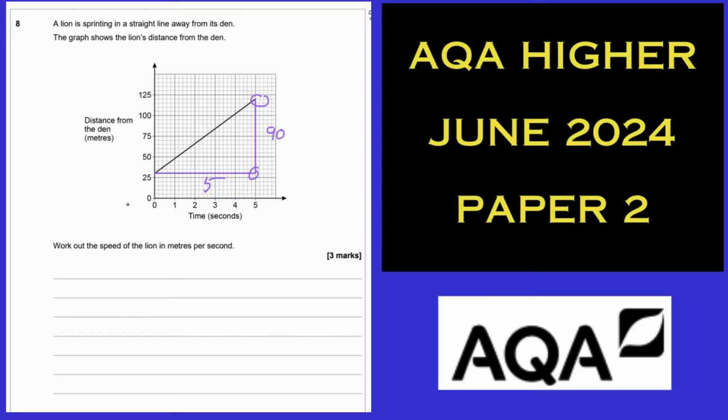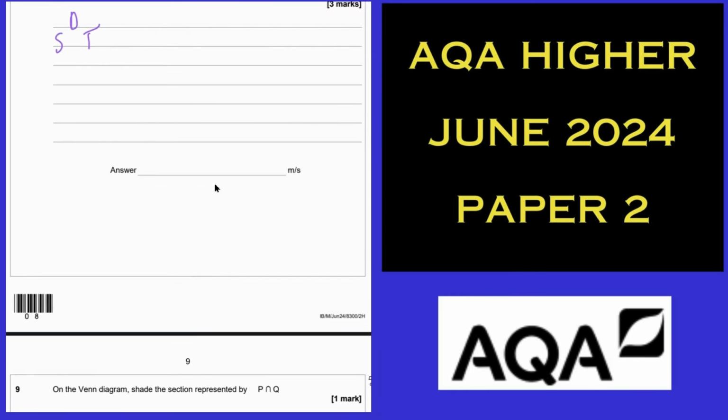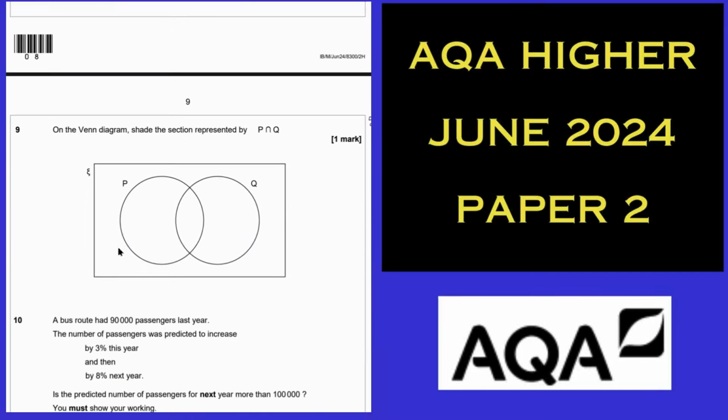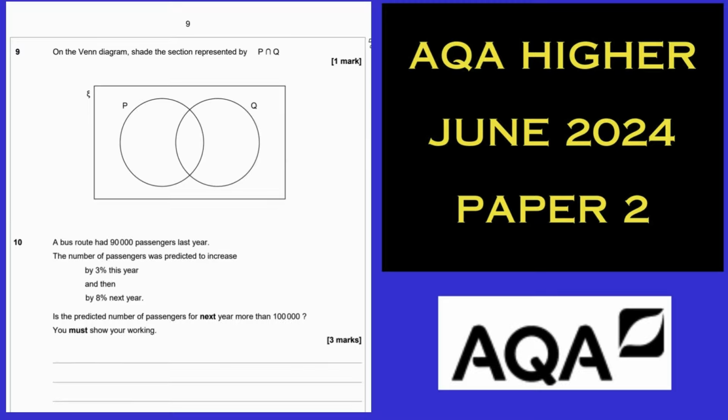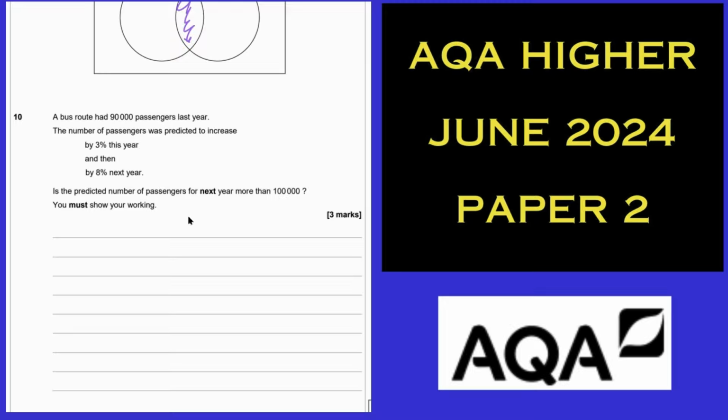You've got time 5. And as you'll know, speed is distance over time, and 90 divided by 5 gives you 18 meters per second. Number 9, it's the intersection, it's the crossover, it's the bit in the middle. Move on. Wordy number 10.